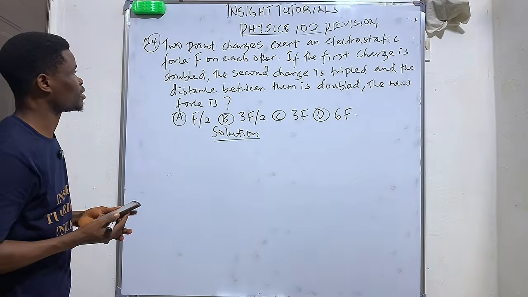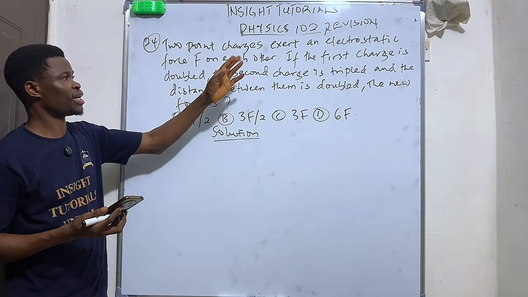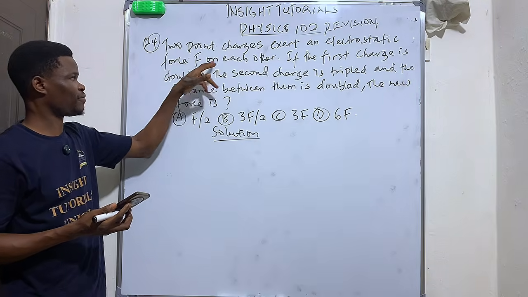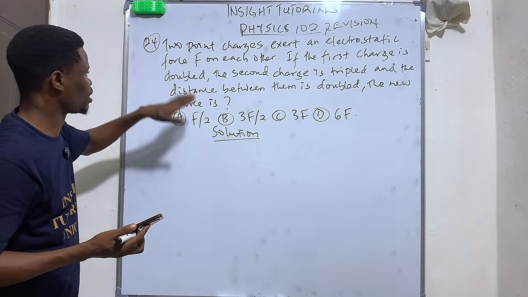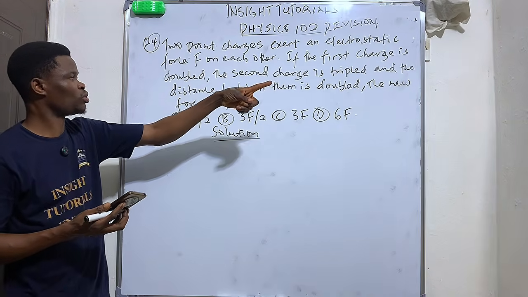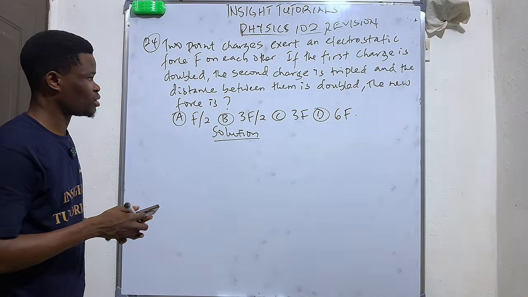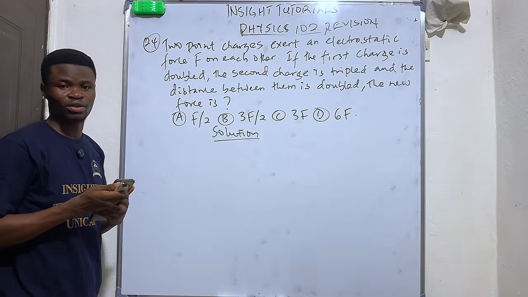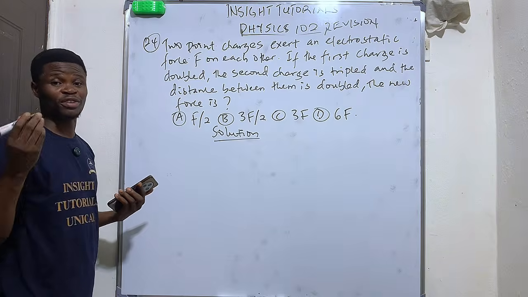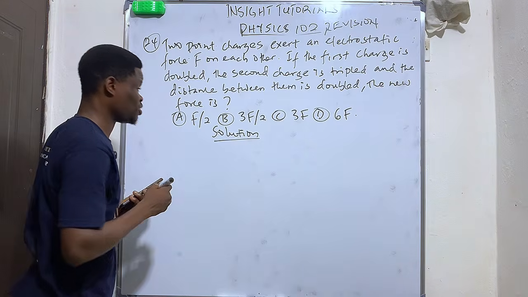All right, we're told that 2 point charges exert an electrostatic force F on each other. If the first charge is doubled, the second charge is tripled, and the distance between them is doubled, the new force is. These are the options we are going to actually find out. You can solve as well as much as I do.